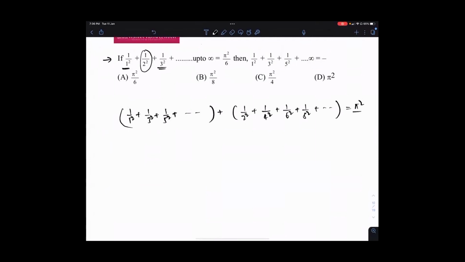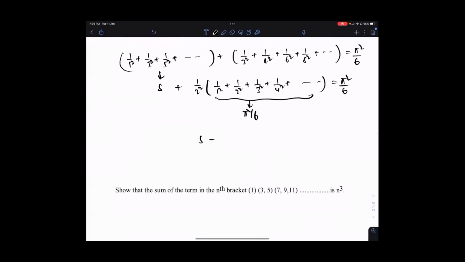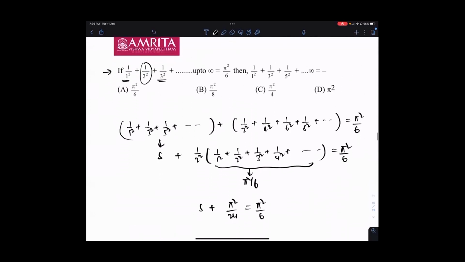And that is pi square by 6. And this sum is what you need. Let's say it is S. If I take 1 by 2 square common from every term, what will be left is 1 by 1 square, 1 by 2 square, 1 by 3 square, 1 by 4 square. Now, what is this sum? It is pi square by 6, they have given. So your required sum plus pi square by 24 is equal to pi square by 6. Take it to the other side, you will get the sum.